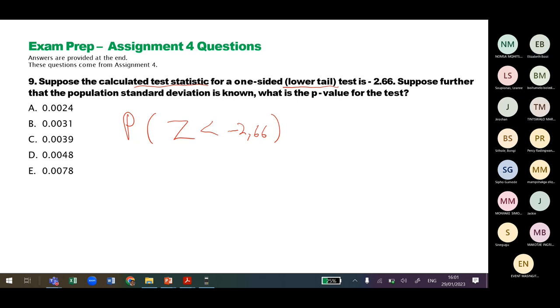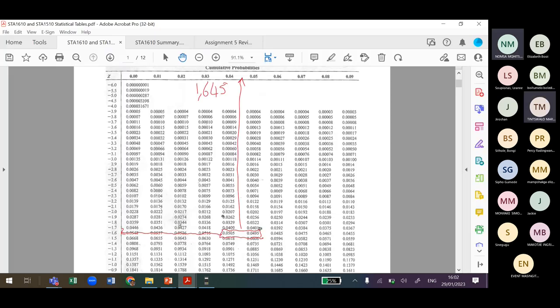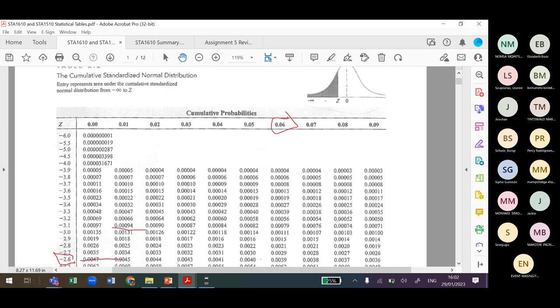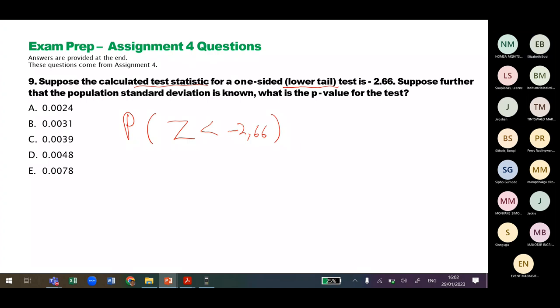We go to the table. Which side of the table? The negative side. We go to the negative side and we look for -2.6 and at the top, 6. Where they both meet, the answer is 0.0039. Easy, right?